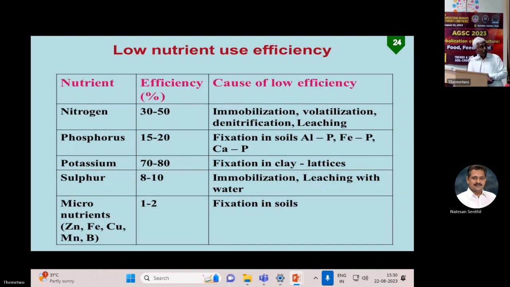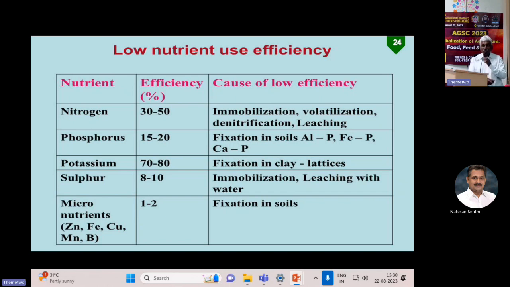This is low nutrient use efficiency. If you take the major nutrients, nitrogen, potassium, phosphorus and sulfur, and the micronutrients: in nitrogen, the efficiency is very low. You know very well, these are the basic things, wherein immobilization, volatilization, denitrification and leaching invariably cause low efficiency. For phosphorus, mostly fixation. Potassium, fixation. Sulfur, immobilization and other things. Even the micronutrients have very low efficiency because of fixation in soils.